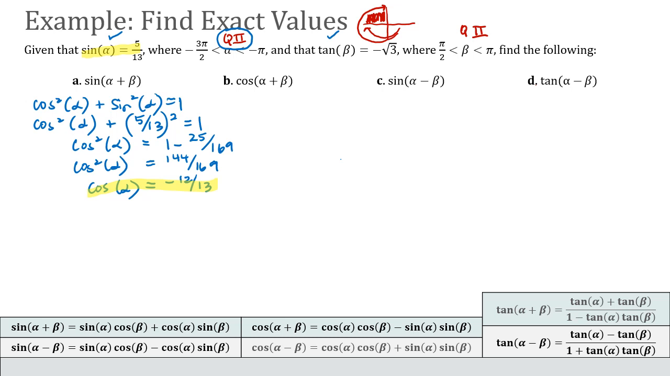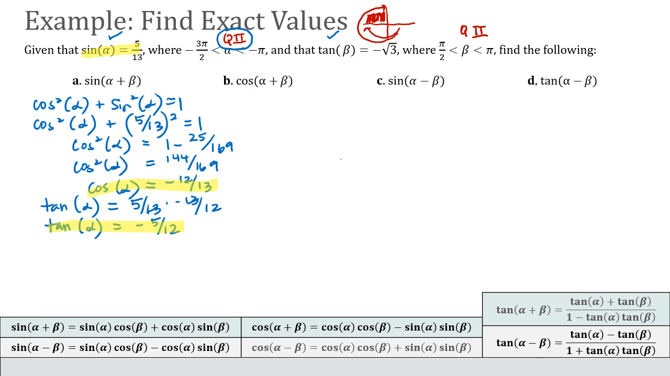Let's go ahead and just find out the tangent of alpha while we're at it. Tangent of alpha is sine over cosine. So I'm going to take 5 over 13, which is my sine, and I'm going to divide it by the cosine. Now, cosine is negative 12 over 13, so I'm going to go ahead and just multiply by the reciprocal. I can see that I'm going to need to do that anyway. And the 13s cancel out, and I find out that the tangent of alpha is equal to, it looks like, negative 5 over 12. All right, so let's highlight that as well. So we know a lot of things about alpha, don't we?